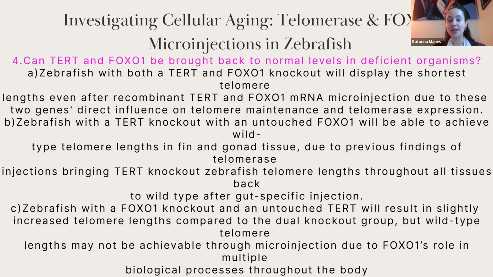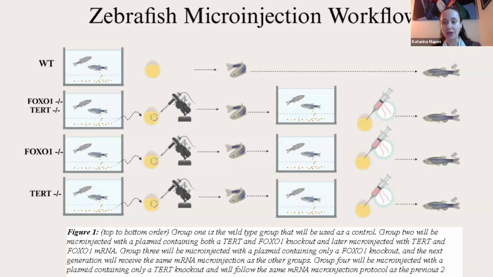So what I'm going to be doing is some trials with zebrafish, and we are going to be creating knockouts of FOXO1 and TERT in combination and separately, and comparing them to our wild type group once we do a recombinant mRNA vaccine containing both the FOXO1 and the TERT.